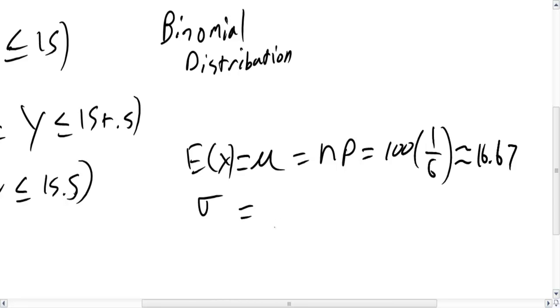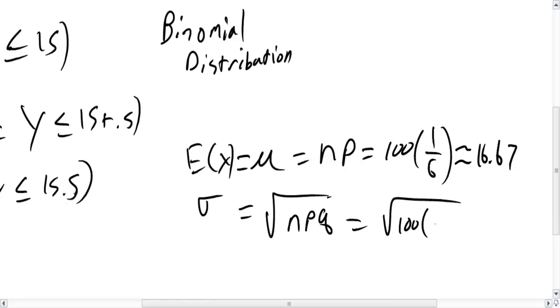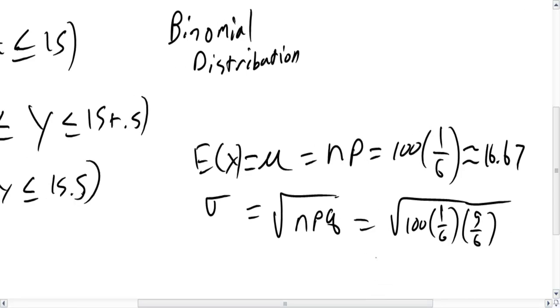Now, for our standard deviation, not variance, the formula is quite simple. It is the square root of n times p times q. Well, we already did part of that. It's 100 times 1/6. Now, p is the probability of success, so q is the probability of failure. If 1/6 is our likelihood of rolling a 1, 5/6 would be our likelihood of not rolling a 1. We can work this math out very easily, and it's a very long decimal, so we're going to round it to approximately 3.727.